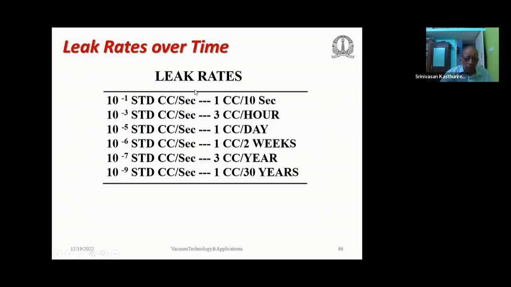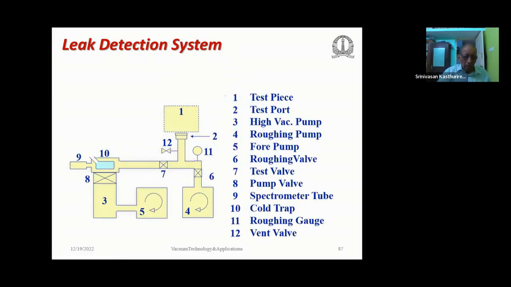Okay, leak rates, for example, if it is 10 raised to a very large negative power, it is a tiny leak. On the other hand, if you have a leak rate of 10 raised to minus 9 standard cc per second, you get 1 cc of gas in about 30 years. So that sort of leak rates are there.